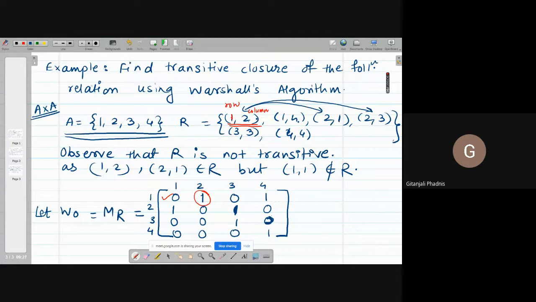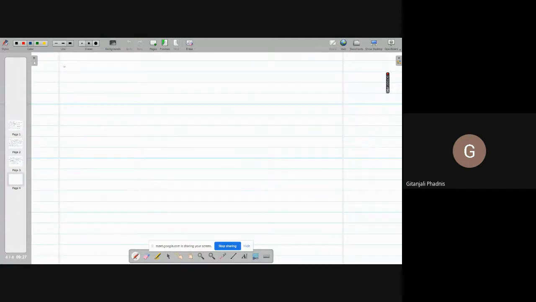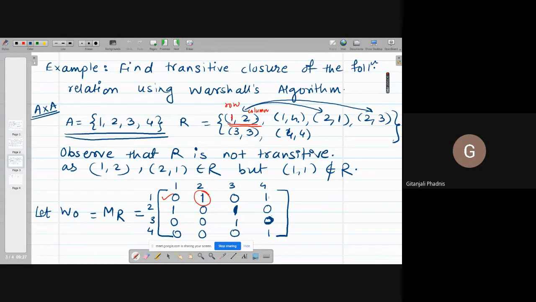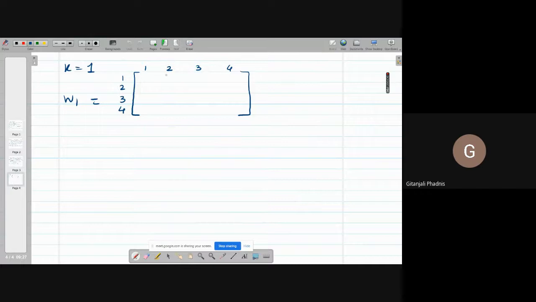Step 2 says set K is equal to 1. So K is equal to 1 now. While writing W1, I will transfer all the ones from W naught as they are. Wherever you get 1, you write those ones as they are. Where are the ones you have? We have to write all these ones, okay? Because it should contain R as a subset. These entries I am retaining as 1. Do you understand it?